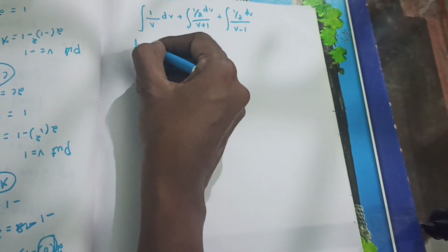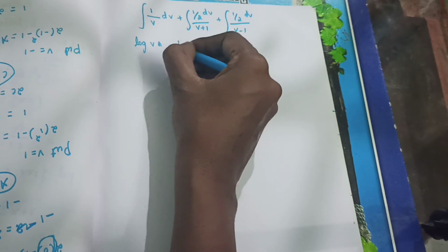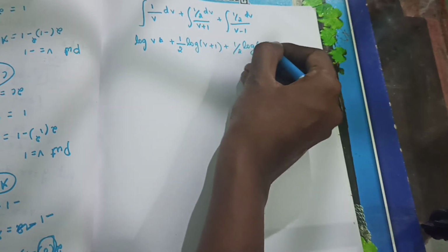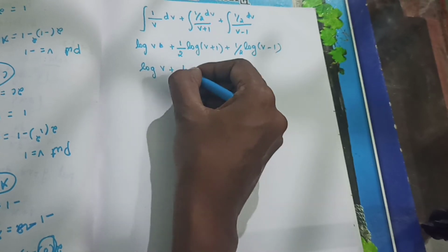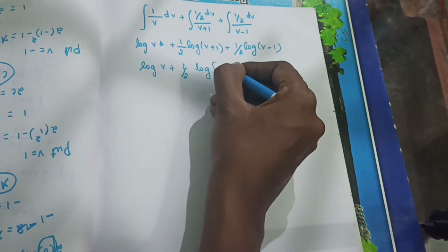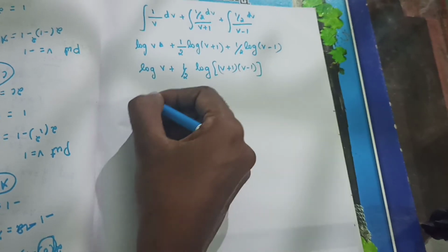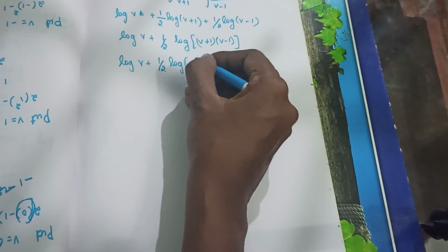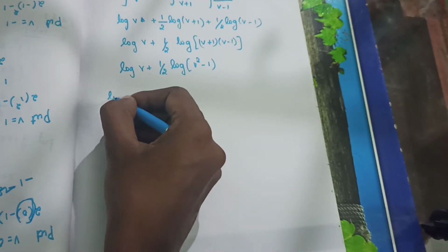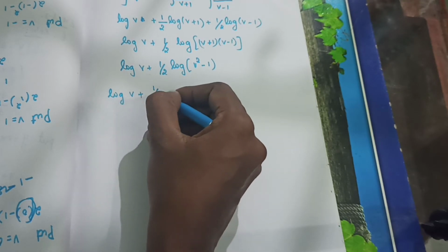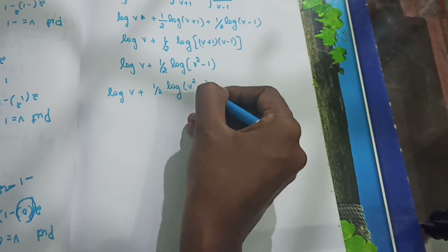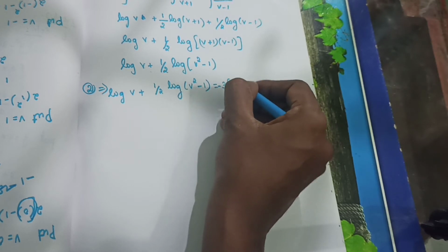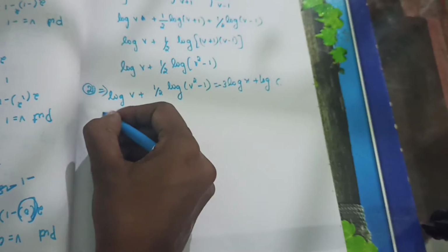So what's this one's integration? It is log v. Next one means 1 by 2 log of v plus 1. Next one is 1 by 2 log of v minus 1. Okay, so it is log v plus 1 by 2 is common for both, 1 by 2 log. So totally what will you get? (v plus 1) into (v minus 1). That is log v plus 1 by 2 into log of a plus b into a minus b, means a square minus b square, so v square minus 1. Then log v plus 1 by 2 log (v square minus 1) is equal to, equation 2 we are going to substitute. So 3 into dx, minus 3 is there. dx by x means log x. Okay, so log x plus log c. So we are going to multiply by 2.